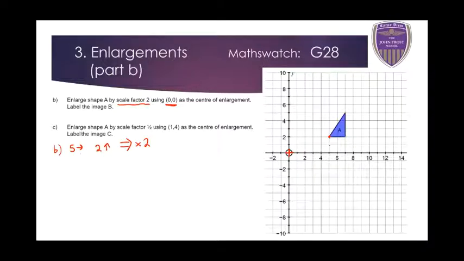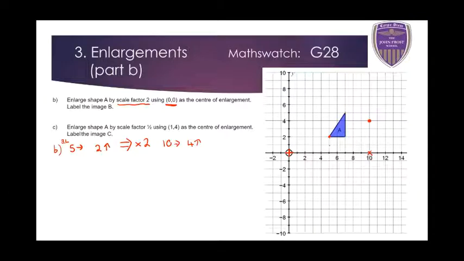Okay. So instead of going 5 across, we're going to go 10 across. And instead of going 2 up, we're going to go 4 up. Okay. So let's do that. So we're starting at the origin, starting at 0, 0, and we're going to go 10 across. 1, 2, 3, 4, 5, 6, 7, 8, 9, 10. Put a little cross there. And instead of going 2 up, we're going to go 4 up. 1, 2, 3, 4. Okay. So let's write BL. So BL for bottom left.